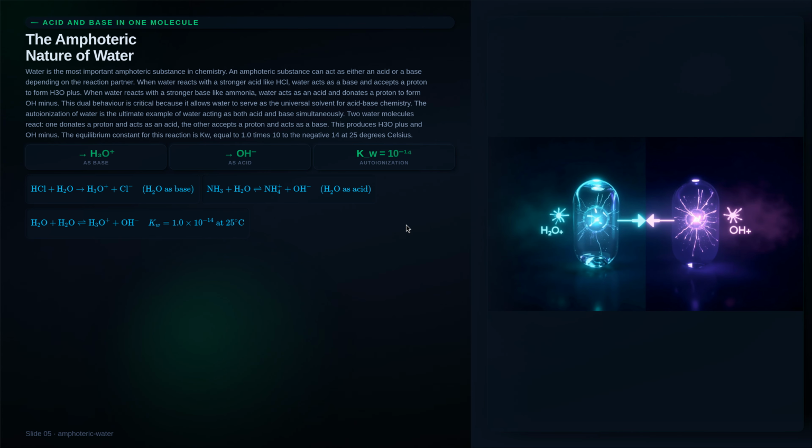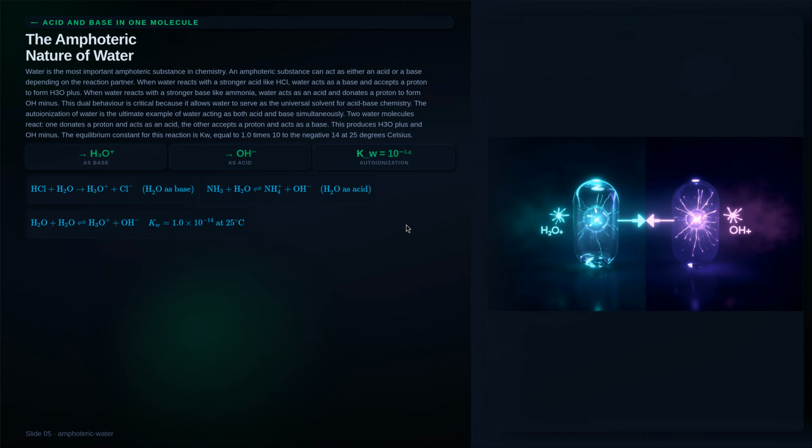Water is the most important amphiprotic substance in chemistry. An amphiprotic substance can act as either an acid or a base, depending on the reaction partner. When water reacts with a stronger acid like HCl, water acts as a base and accepts a proton to form H3O+. When water reacts with a stronger base like ammonia, water acts as an acid and donates a proton to form OH-. This dual behavior is critical because it allows water to serve as the universal solvent for acid-base chemistry.